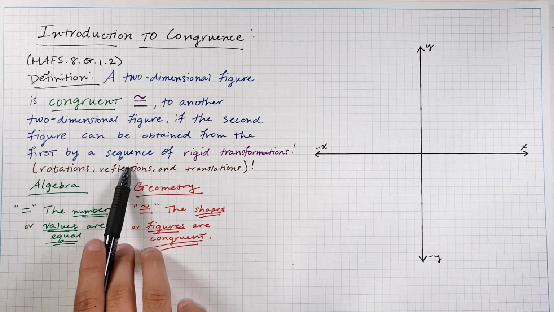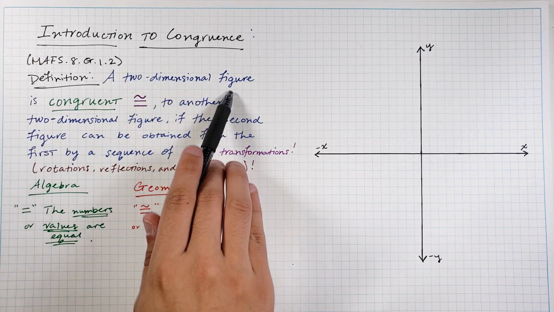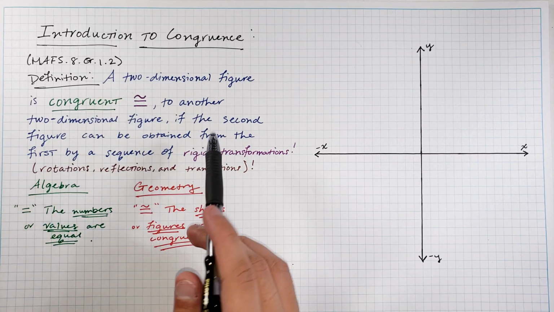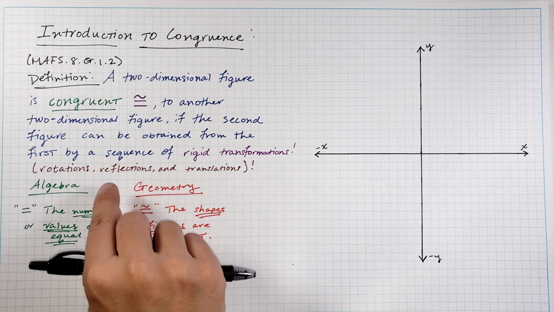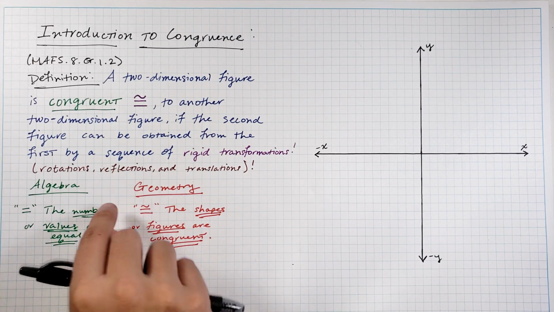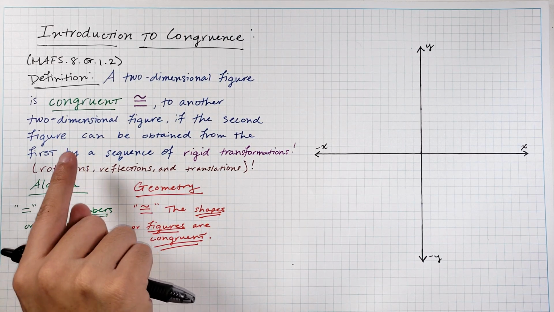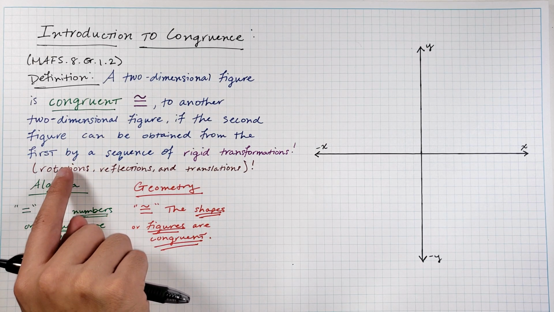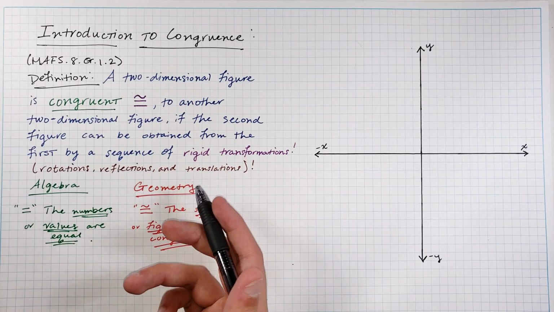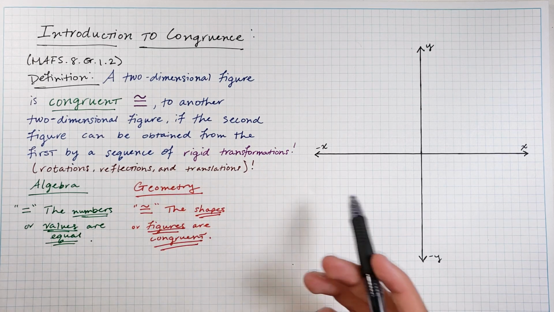So what we're saying here is a two-dimensional figure is congruent to another one if we can take the original one and rotate it, translate it, or reflect it in any way we want, and then we end up with the first one being on top of the second one, pretty much. We'll look at examples and then it'll make sense.